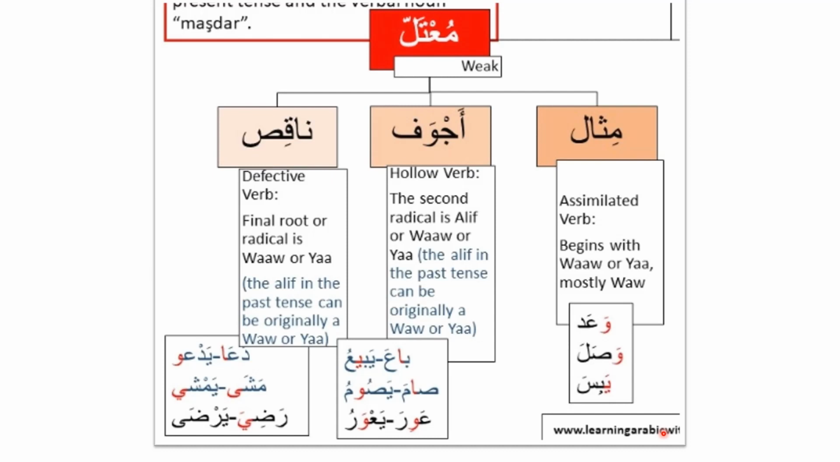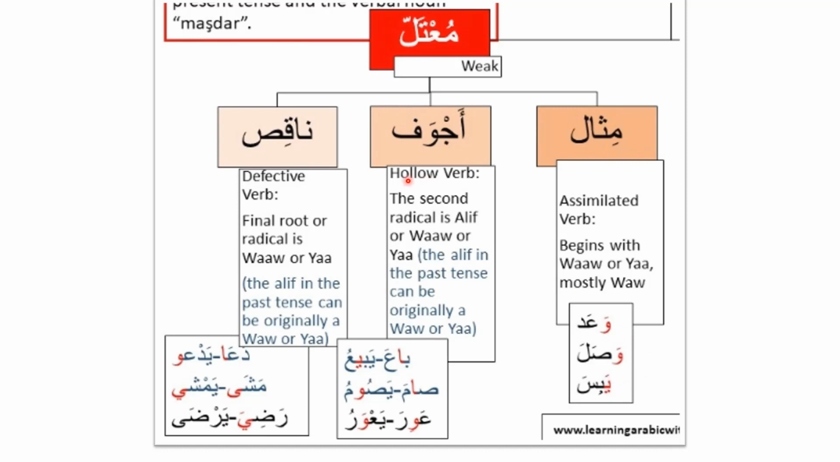When it comes to the weak verb, al-fi'l al-mu'tal, we have three subcategories. Mithal, or assimilated verb, i.e. it begins with a vowel, waw or ya, mostly waw, like wa'ada, verb to promise, wasala, verb to arrive, yabisa, verb to become dry or stiff.